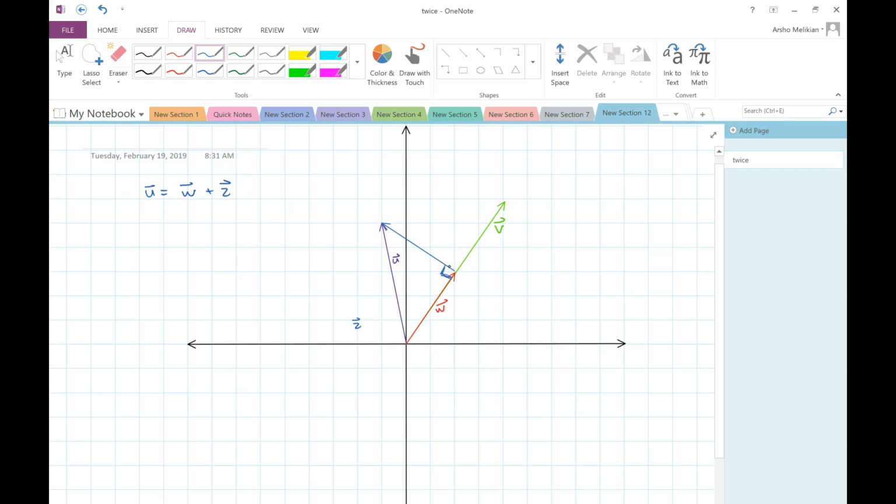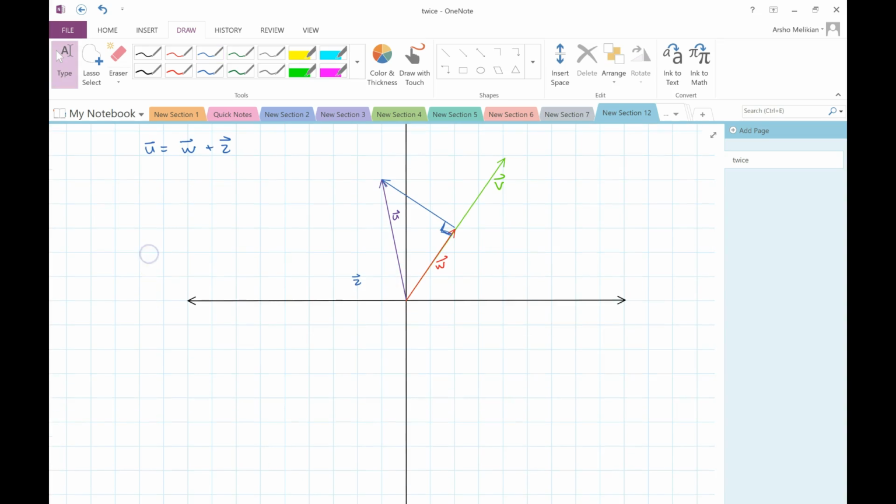So if you were to cast a light onto U, if the sun was shining this way, perpendicular to V, that red W would be the shadow, the projection of it. And that plus this vector makes U. Isn't that cool? Look at how perfectly it all aligns.